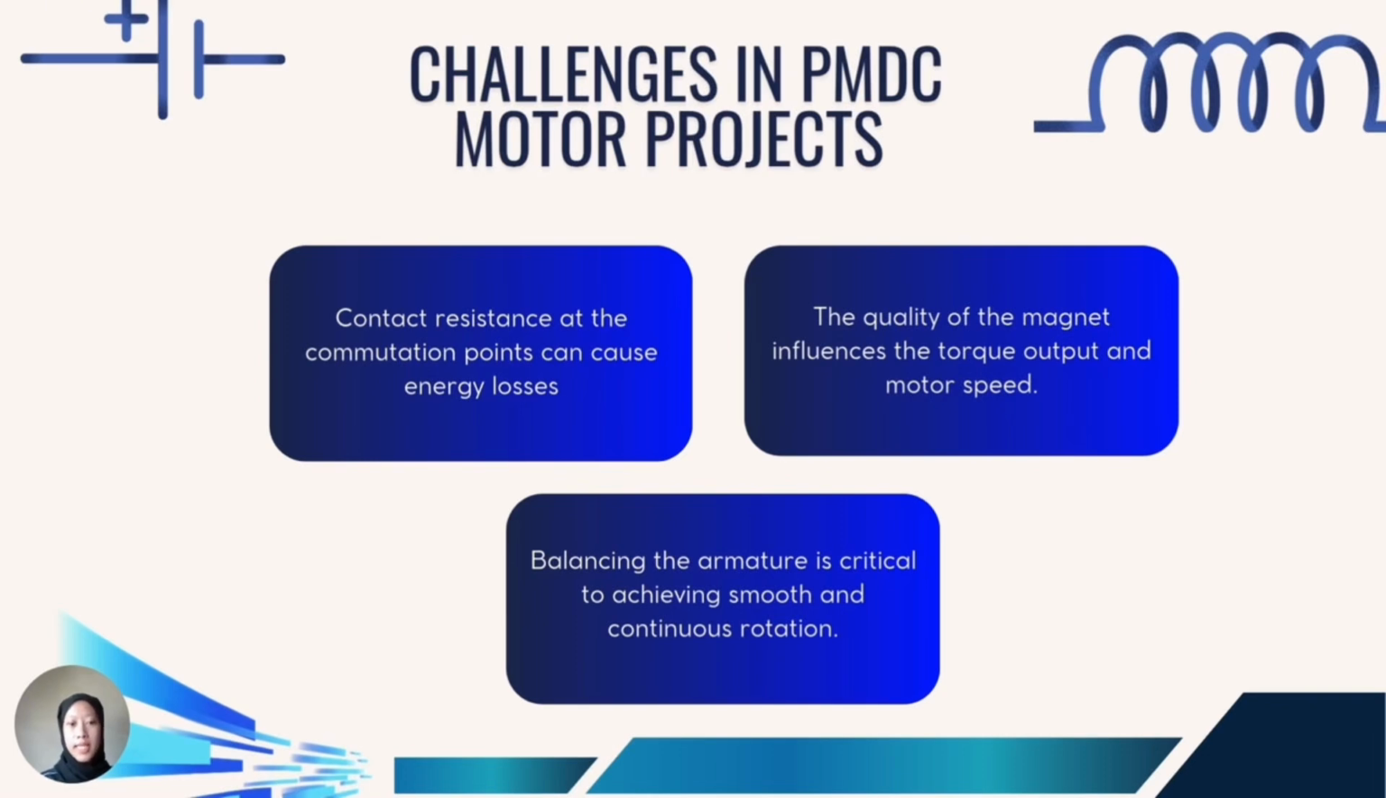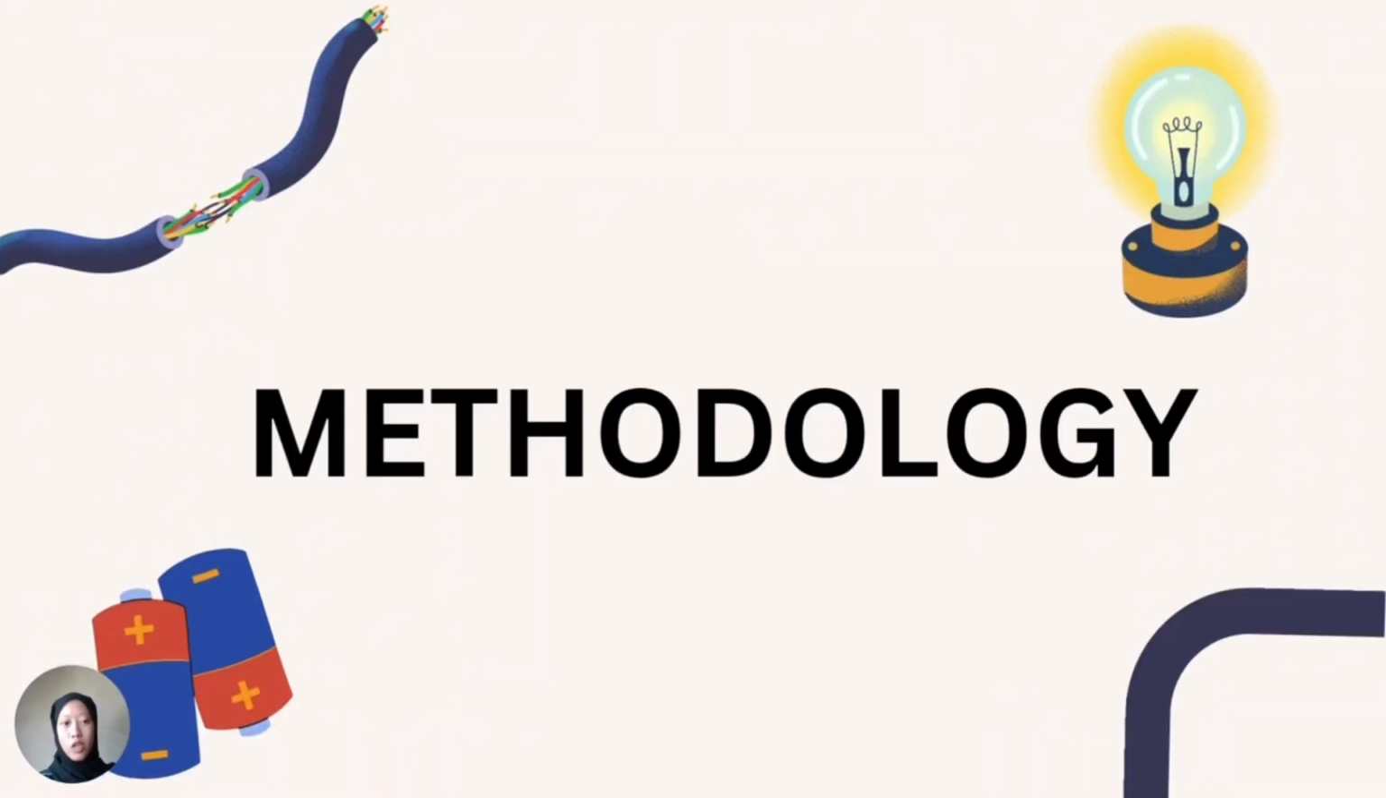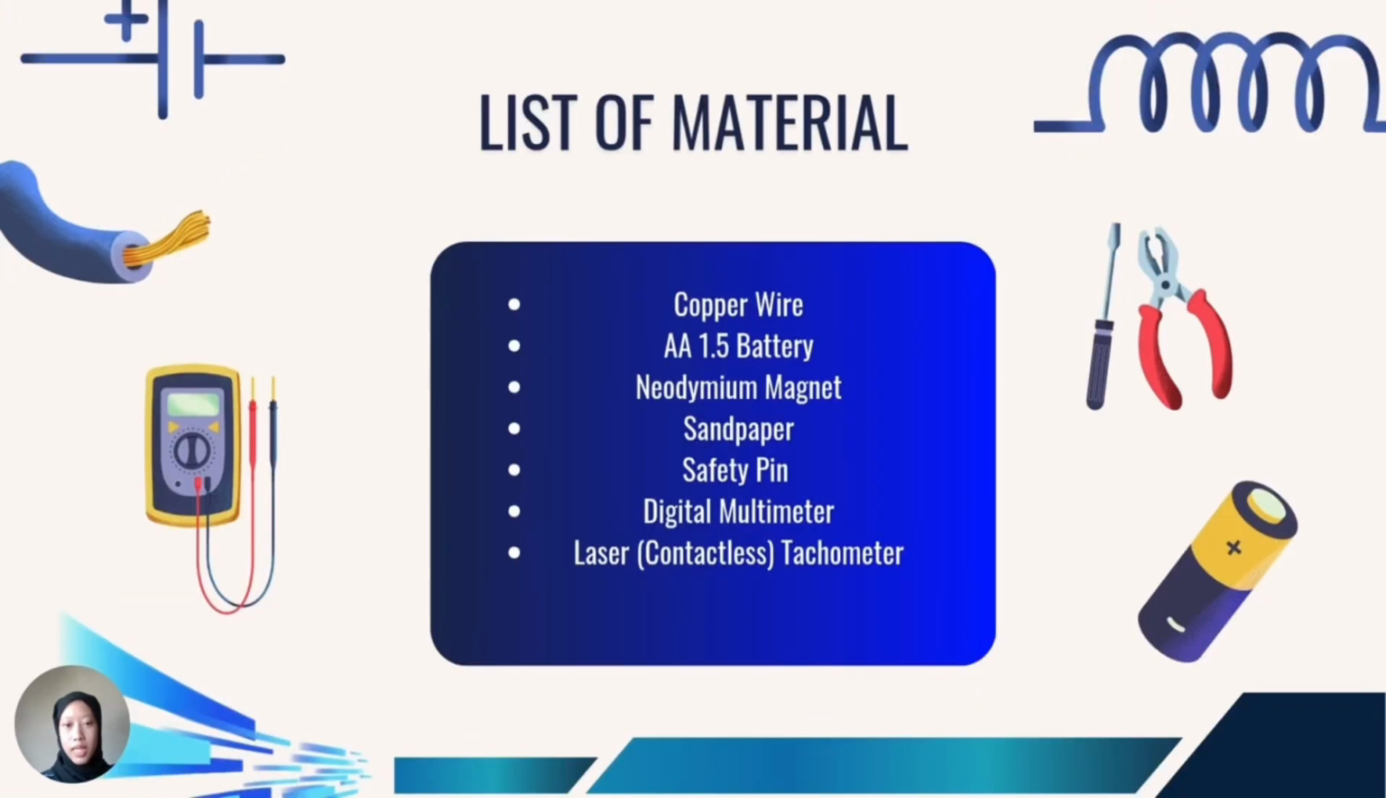Firstly, contact resistance at the commutation point can cause energy loss. Second, the quality of the magnet influences the torque output and motor speed. Lastly, balancing the armature is critical to achieving smooth and continuous rotation. So next, I will present the methodology of our project. This is the list of materials we use for this project.